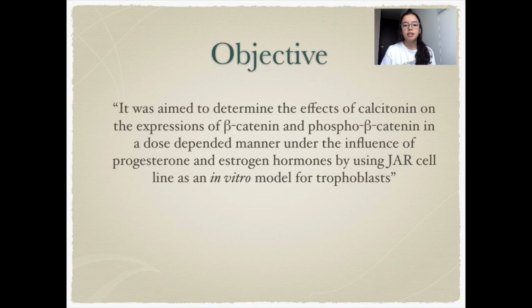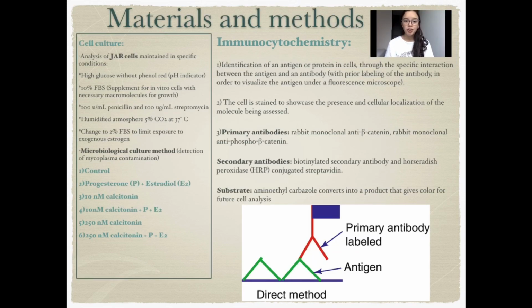The objective of this experiment was to determine the effects of calcitonin on the expressions of beta-catenin and phospho-beta-catenin in a dose-dependent manner under the influence of progesterone and estrogen hormones, by using the JAR cell line as an in vitro model for the trophoblasts. For the cell culture, they used JAR cells, which they obtained from a choriocarcinoma. A choriocarcinoma is when you have a fast replication of all the cells in the placenta, and this is where they obtained the trophoblastic cells from.